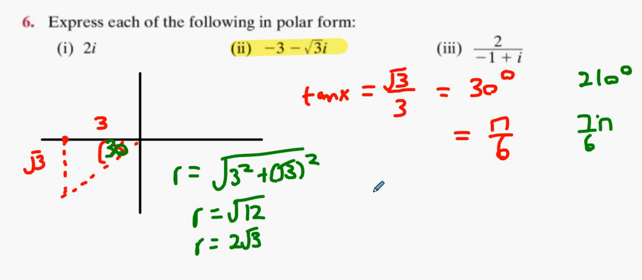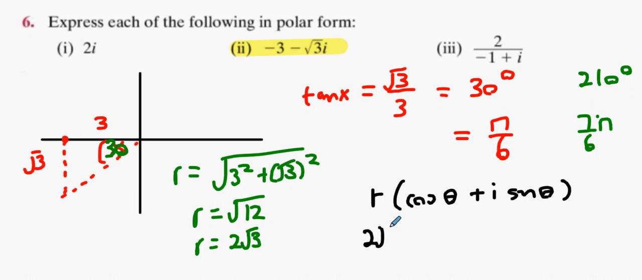Now, r cos theta plus I sine theta. I'm going to give you 4 perfectly valid answers, alright? So, 2 root 3. What did we say the angle was in degrees? Cos what? No, we didn't say it was 30. We said it was 210. Okay?